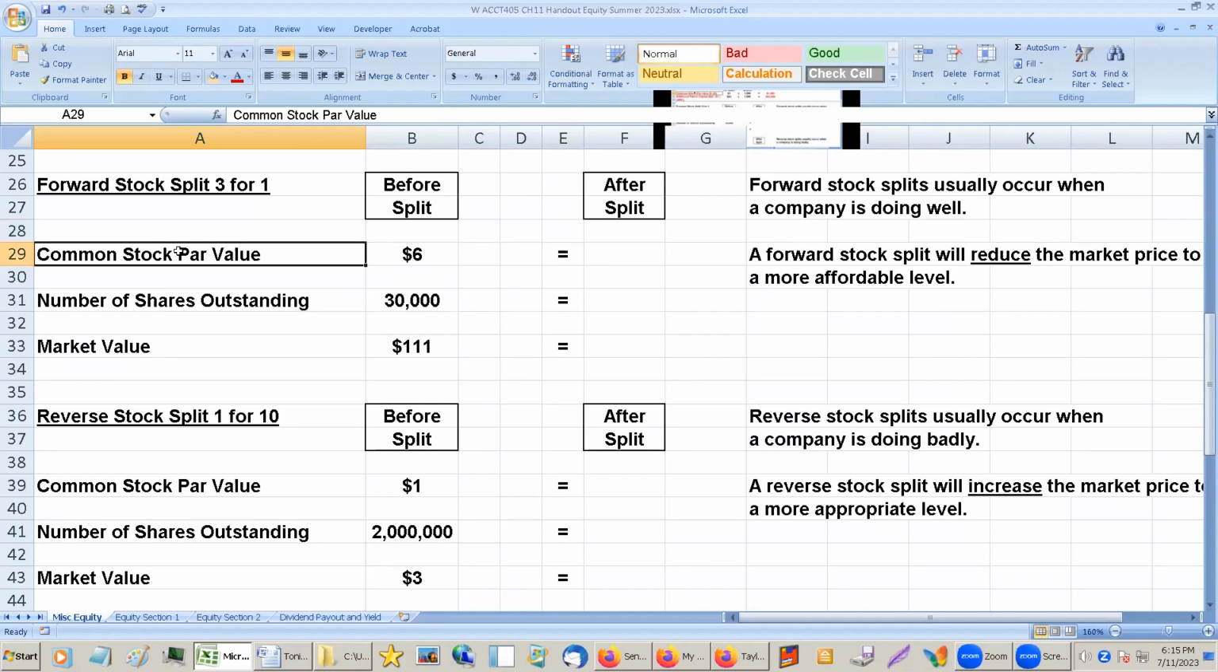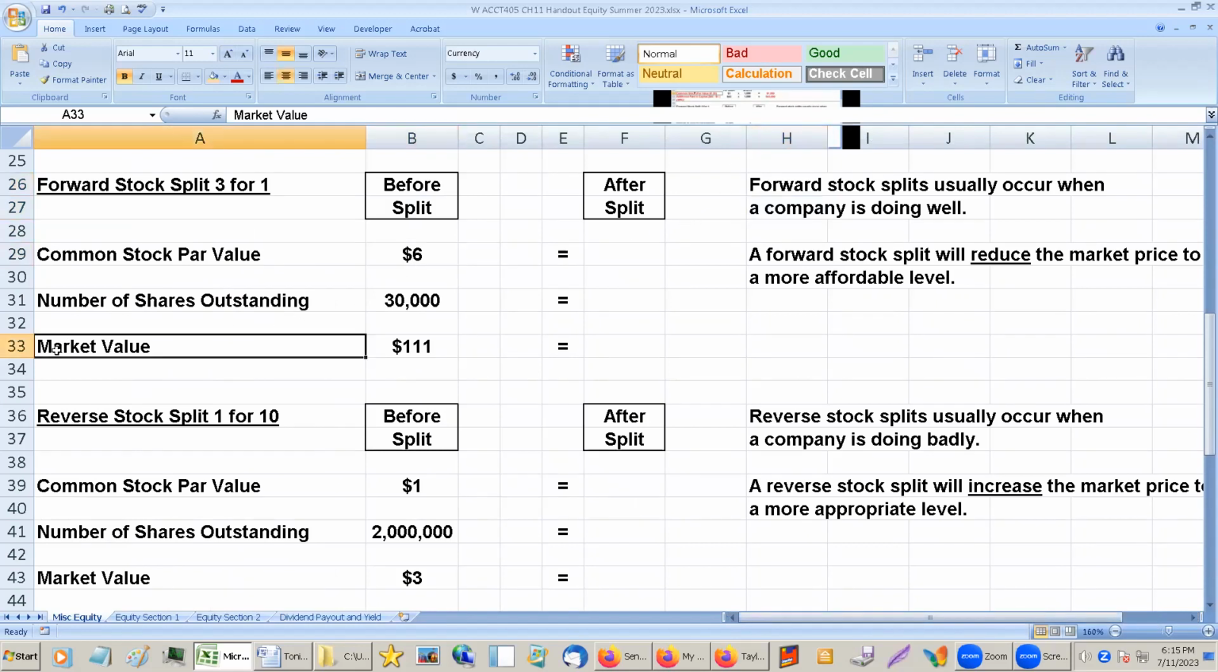Stock splits. Forward stock splits occur when a company is doing well. For instance, let's say that we have stock that's trading at $110 a share. It's very expensive stock. And here's why the market value of $110 a share, or excuse me, $111 a share is a problem.